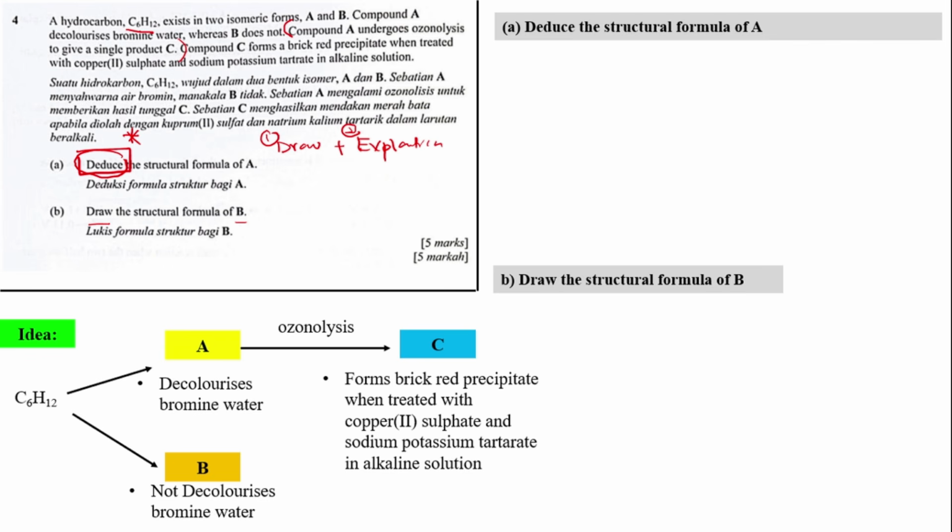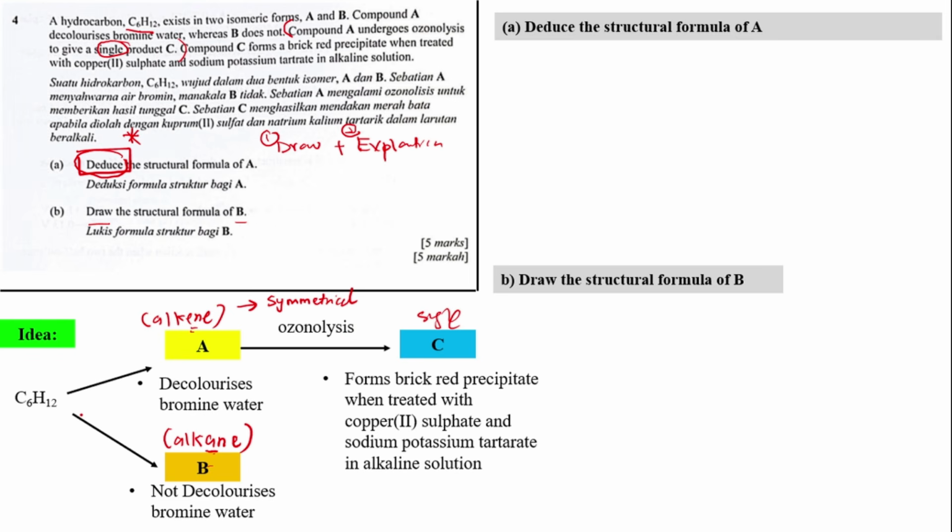So I need to deduce the structural formula of A. I know that the structure of A needs to be an alkene. Kenapa alkene? Because it decolorizes bromine in water. Meanwhile, for B, it needs to be an alkane, because it does not decolorize bromine in water. And this alkene here, dia mesti symmetry or symmetrical. Why? Because it's going to give a single product. Hanya satu jawapan sahaja yang sama bila dia undergo ozonolysis.